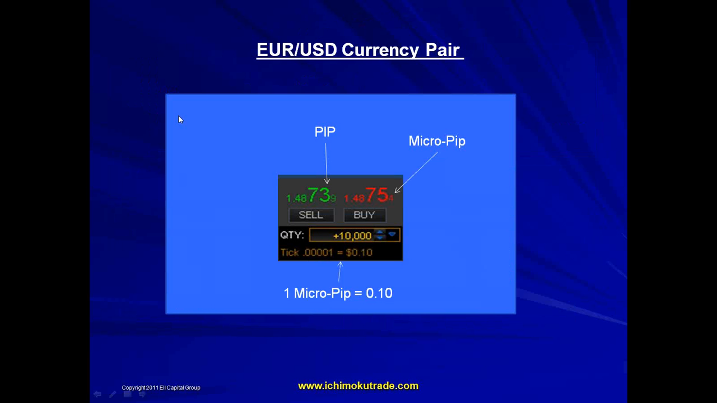So if you look here, let's say the buyers are over here at 4873. The sellers are here at 48.75. If you subtract the two, this is 1.4873 and this is 1.4875. So if you subtract 73 from 75, what do you get? 0.0002. That's 2 pips. That's a 2 pip difference, isn't it? That is the commission that you're paying on this particular currency pair. It's 2 pips for this particular currency pair. Everyone okay with that?